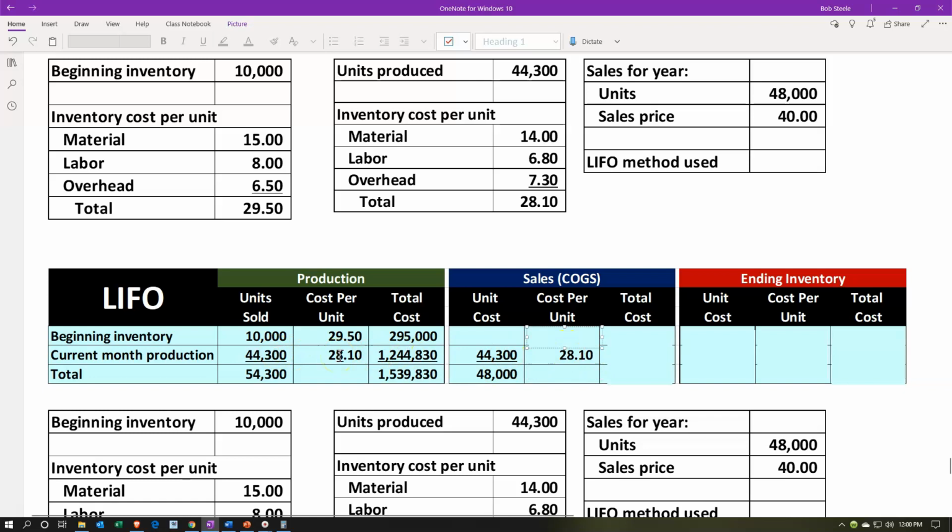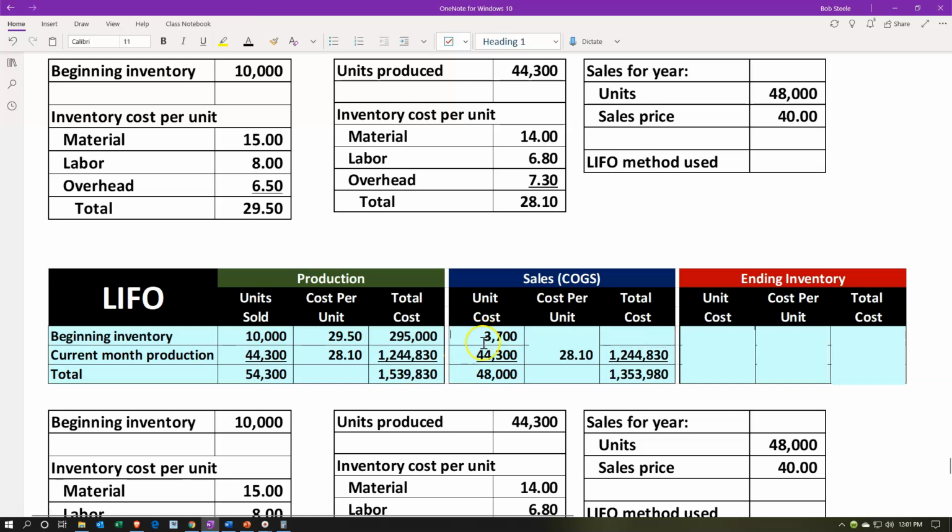Those cost the $28.10. So we're selling the newer units, which are now the cheaper units, right? The cheaper units are being sold, and that's going to result in the cost of goods sold being less than under FIFO if we were to use FIFO, and that's going to make the net income higher, making us look better on the income statement, because it's the reverse of what would normally happen due to the fact that we have declining prices, opposite of the norm.